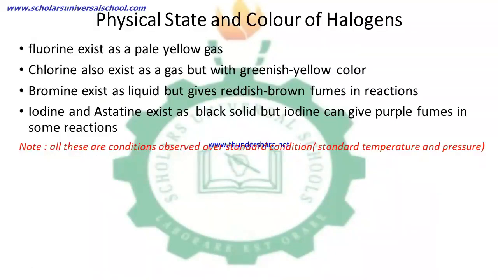Now, the physical state and color of the halogens. Fluorine exists as a pale yellow gas, while chlorine exists as a gas but with a greenish yellow color. Bromine is the only member of the group that exists as a liquid, but gives reddish brown fumes in reaction. Iodine and astatine exist as black solids, but iodine gives purple fumes in some reactions.